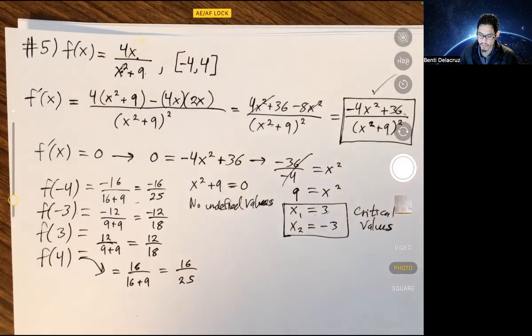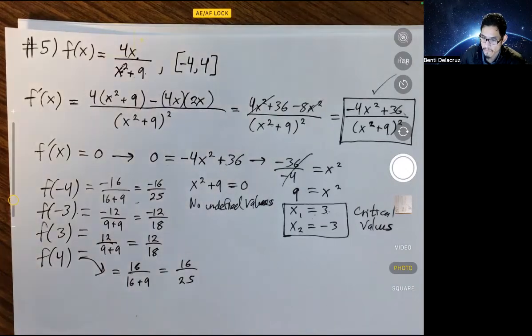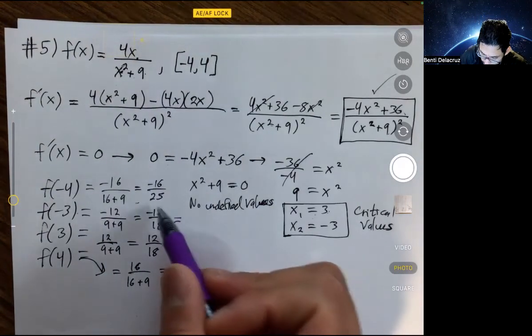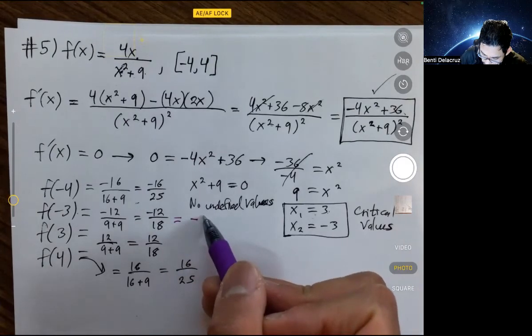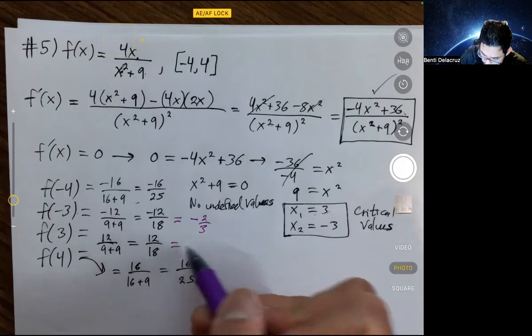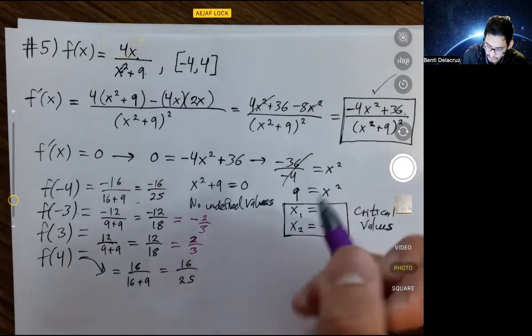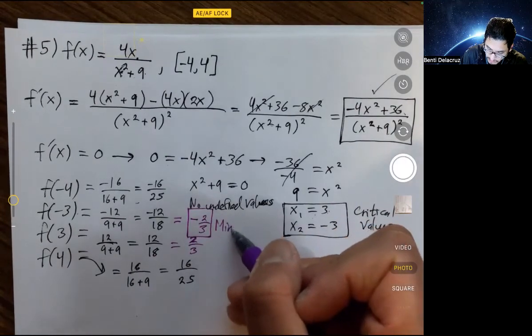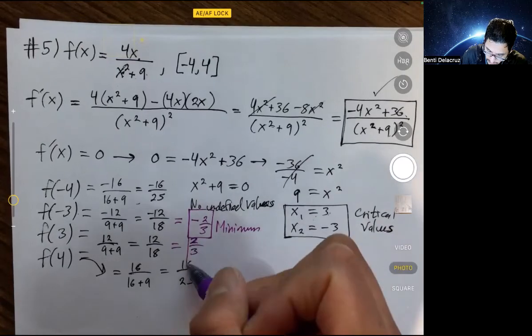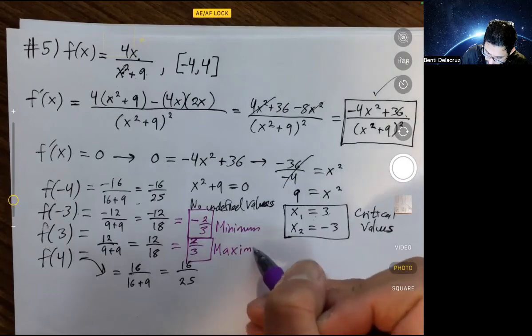And then we just look at which of these values, how these compare, which one's the biggest and which one's the smallest. So we can reduce 12 over 18 by dividing by 6. This will be the same as negative 2/3, and positive 2/3. Now you can rewrite them as decimals if you want, but this will be your smallest value. So this will be your minimum, and then this will be your maximum.